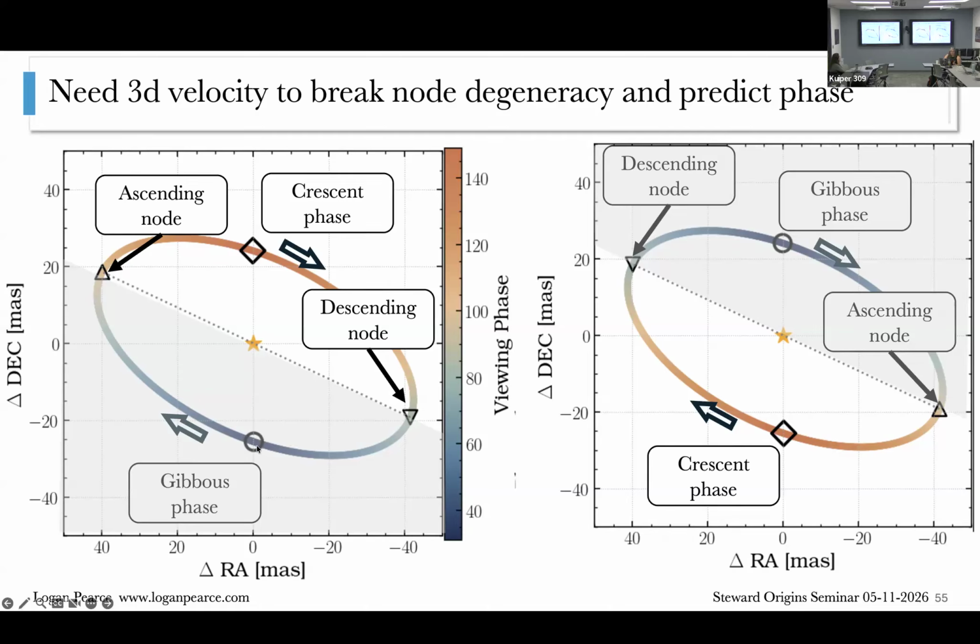So in this example, this is the exact same orbit, but the ascending and descending nodes have shifted. So the planet being here at a gibbous phase, which is the brightest, or here at a crescent phase, which is the faintest, depends on knowing where the nodes are, which you can only get from having velocity in the plane of the sky and radial velocity to break that degeneracy.